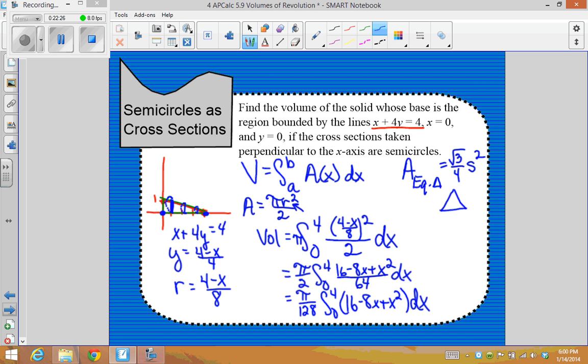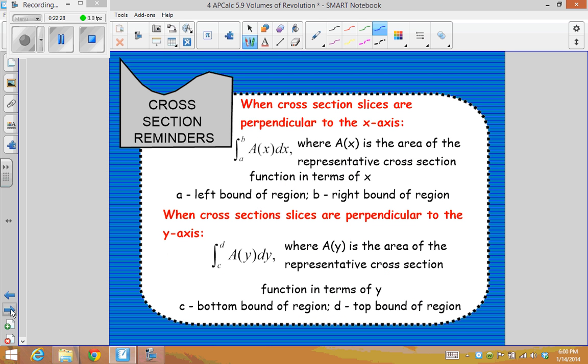All right. This is one of those pages that you want to stop and make sure you get down. If you are taking your cross-section slices perpendicular to the x-axis, when you're looking at it right here, they are standing straight out at you perpendicular to that. Then everything has to be in terms of x. You go from a to b, and your function has to be in terms of x. a is the left bound of your region, and b is the right bound.